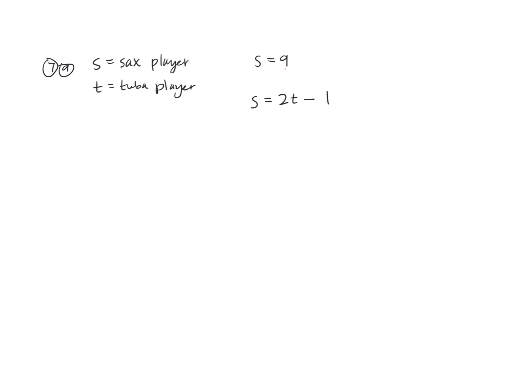So since we know that S is 9, we just plug in 9 for S. So this will be 9 equals 2T minus 1. And then we solve. So we add 1 to both sides. We get 10 equals 2T. We divide by 2. So T is 5. That means there are 5 tuba players.